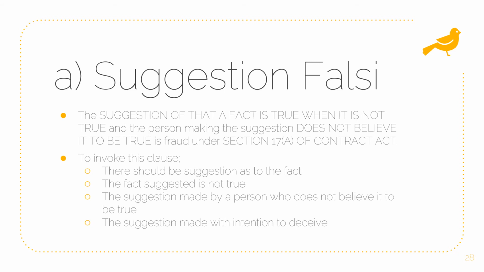Suggestion of falsehood. The suggestion of a fact as true when it is not true, and the person making the suggestion does not believe it to be true, is considered fraud under Section 17, Clause A of the Contract Act. For example, a man over the age of 16 lies about his age in order to get an insurance policy. So this is an act of lying.